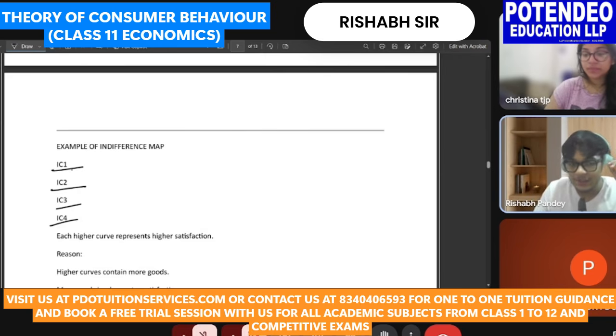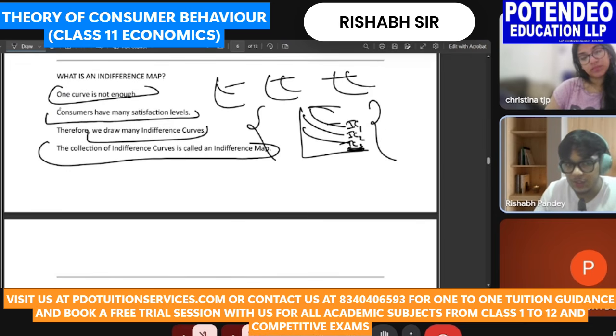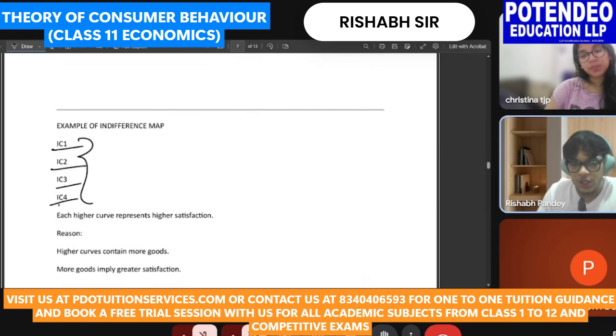The thing here is, these are individual satisfaction levels for a particular consumer. One consumer, different satisfaction levels. Why is it one consumer? Because see the line, consumers have many satisfaction levels. Am I right? Now, each higher curve represents higher satisfaction. What is a higher curve? We're going to talk about that.